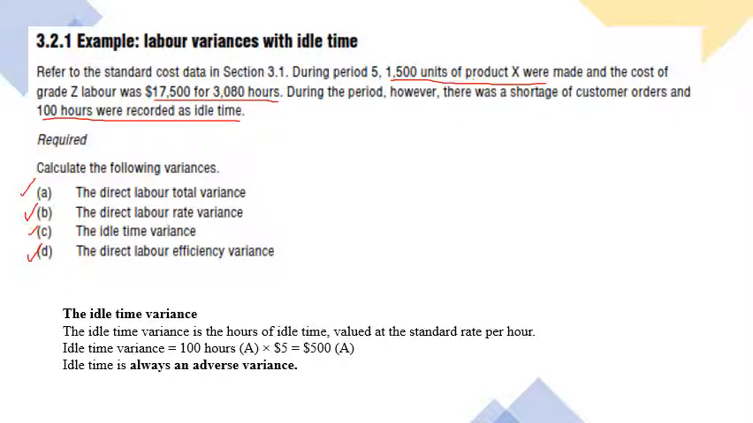The idle time variance is the hours of idle time valued at the standard rate per hour. So idle time variance is 100 hours, which is adverse because this is an idle time period and labor is not working in that time period, multiplied by the standard rate. So $500 is the adverse variance for your idle time, and I already mentioned that this is always adverse because the labor is not working but they are being paid for this.